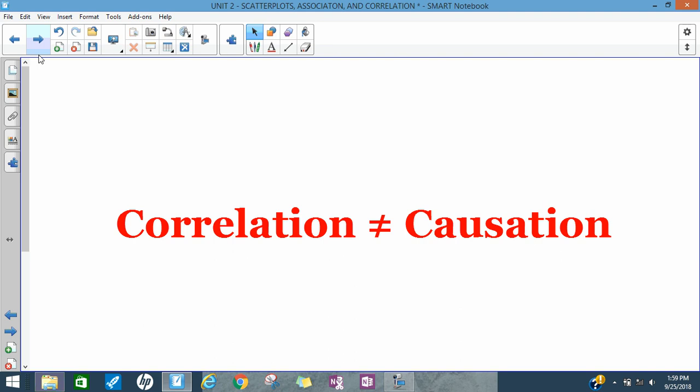The last thing to say here is that it's very important to know that correlation does not mean causation. We have to be careful for what we would call lurking variables, something else present that could affect a relationship between two quantitative variables. We'll talk more about that in class and talk about some examples. But it's really important to know that just because two quantitative variables have a correlation, that does not mean that one causes the other.